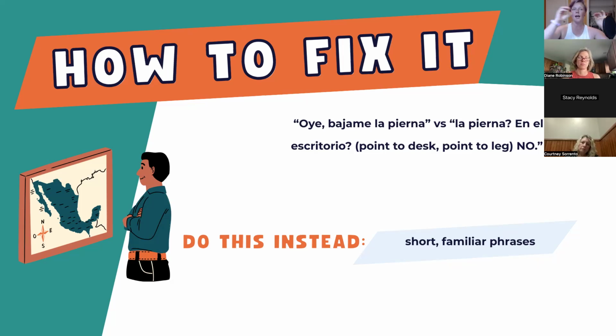Like if you broke down, hey, bring your leg down for me, and you showed the native version of how people would say. And then you said, your leg on the desk, that's a no. Your leg on the desk, take that down, that's a no. You're probably going to need like 6 phrases to make that comprehensible to your students.